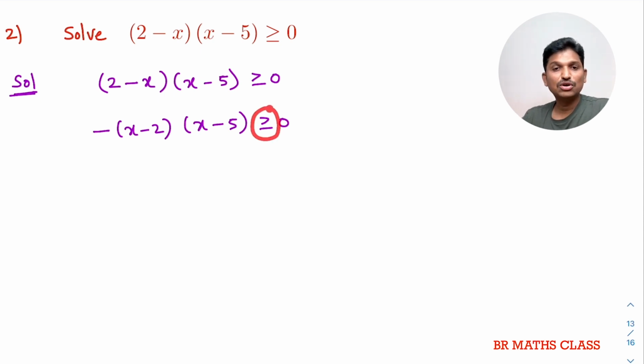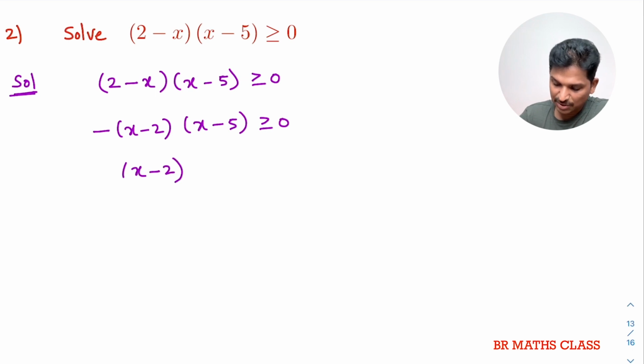Here greater than or equal to is there now. If we multiply with a negative real number, this greater than or equal to changes to less than or equal to. So what you will get here, this will become x minus 2. I am multiplying with minus. When I multiply with minus, minus will become plus. x minus 2 into x minus 5 is less than or equal to 0.